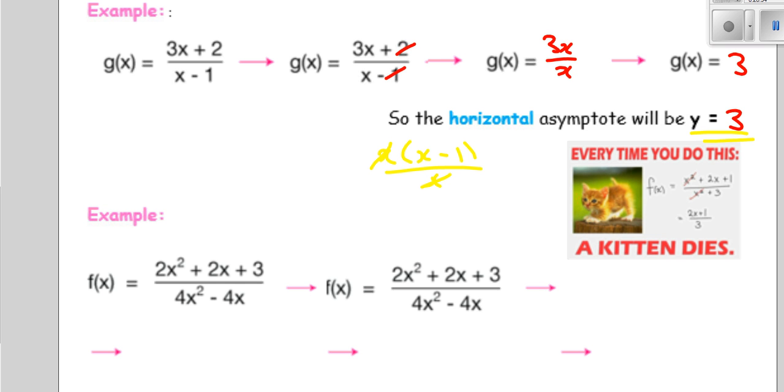So how does a kitten die? Notice x is not a factor of all terms. So that's why it can't be cancelled down.